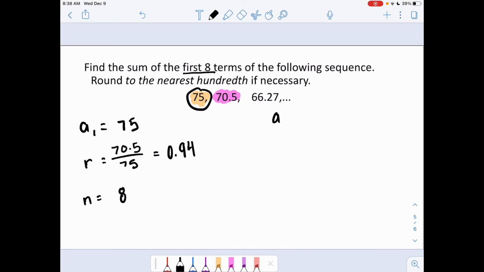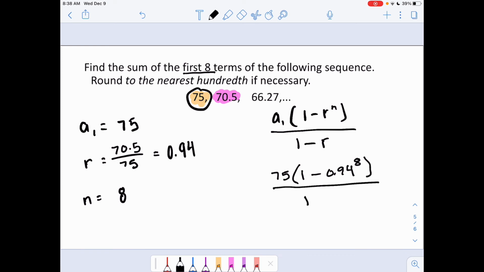Now we can plug these things into our formula. Remember, it's a sub 1 times 1 minus r to the n power divided by 1 minus r. You don't need to memorize the formula, it'll always be given to you, but you do need to remember how to use it. Let's plug in my initial value, 1 minus my ratio, to the 8th power, divided by 1 minus my ratio. When you put that in the calculator, you're going to get 488.038.